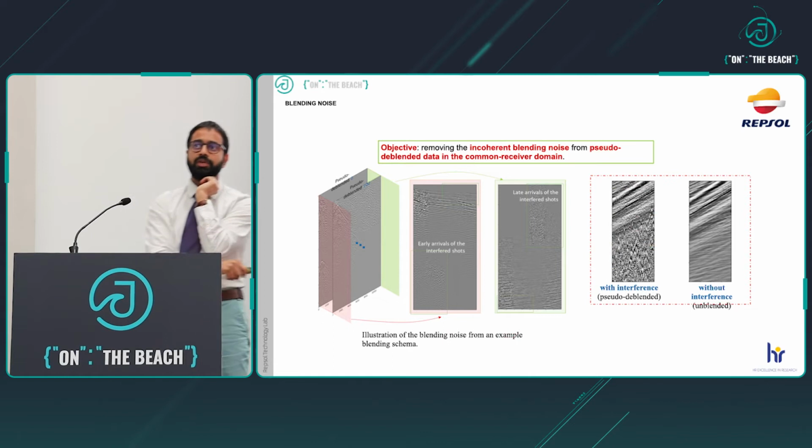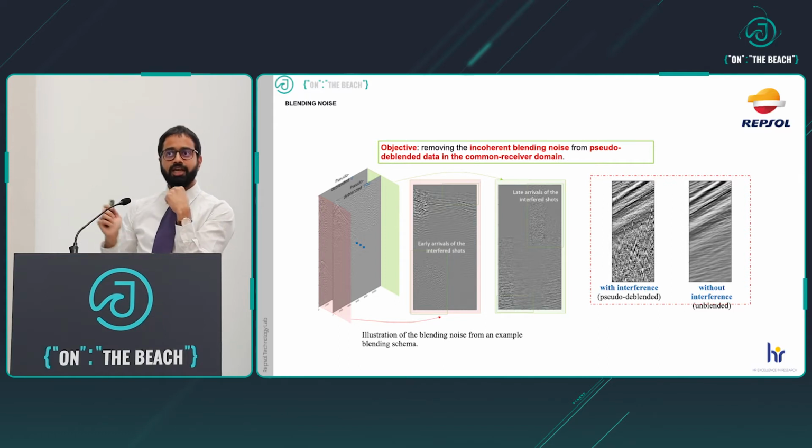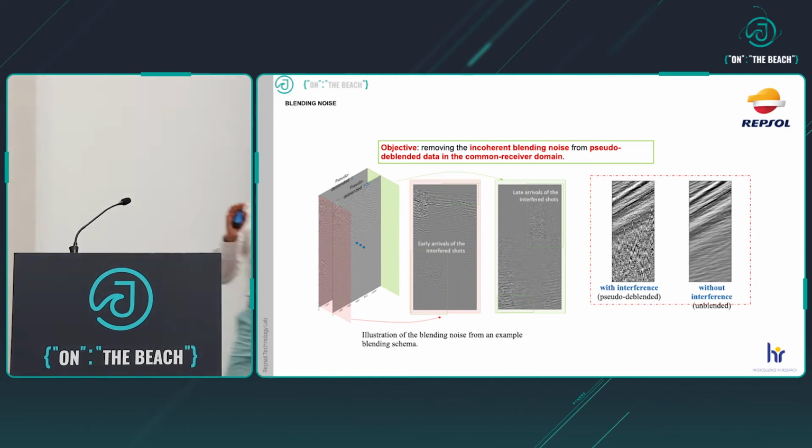Now let's see how we do this. This is how a real image looks. What you see on the right hand side is how the incoherent information looks in the common receiver domain, and what we want to get is this one. That looks more or less coherent, right? So you have to remove that. This is what we do.